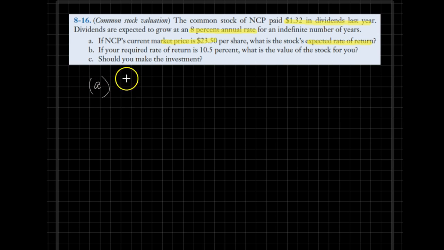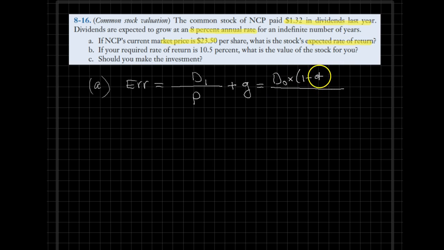So for part A, the expected rate of return formula, as you would recall, was the dividends in the following year divided by market price, plus the growth rate. Well, dividends in the following year can be represented in terms of dividends in the previous year times 1 plus the growth rate, divided by price, plus the growth rate again.